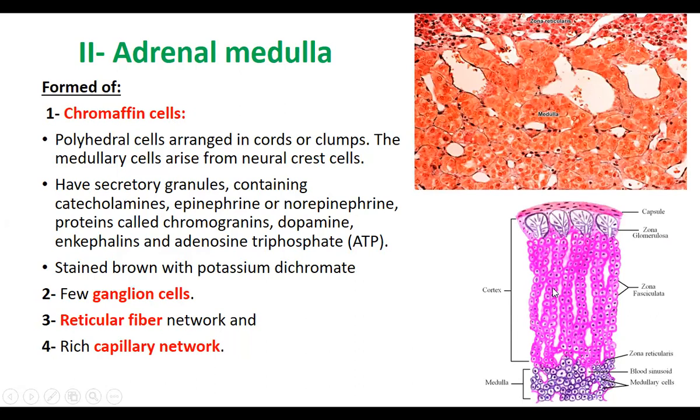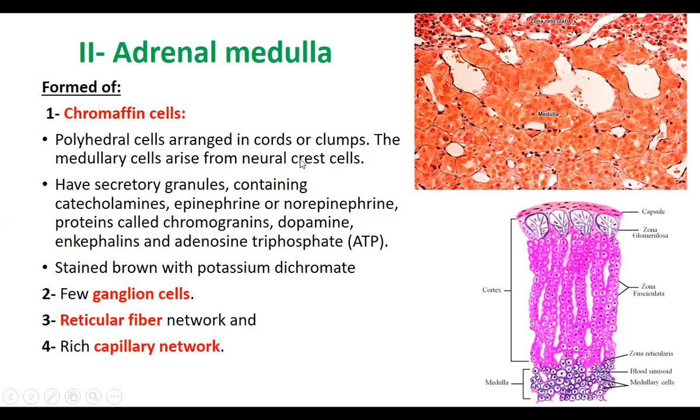Okay, this is the diagrammatic view. So this is the capsule, this is the zona glomerulosa, the fasciculata, the largest layer, the reticularis, a small layer, then deep inside is the medulla. The chromaffin cells are polyhedral cells, and if you see here, they are totally different in shape compared to the other cells of the cortex. They are arranged in cords or clumps, sometimes in groups, sometimes in chains.